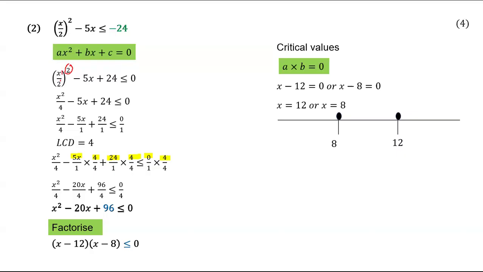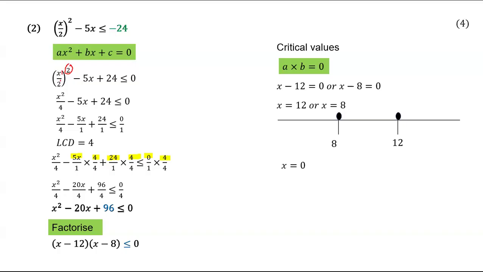Then you are going to test the values of x around your critical points. Critical points are the points where your equation will be equal to 0. When you substitute these critical points into the equation, you will get an answer of 0.